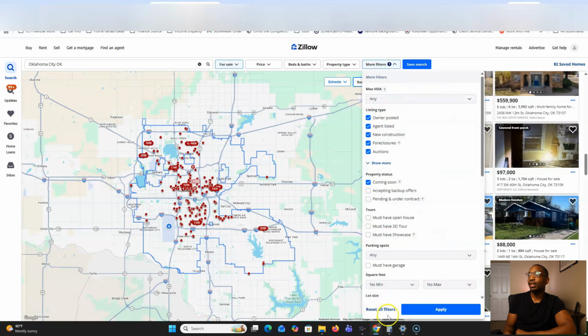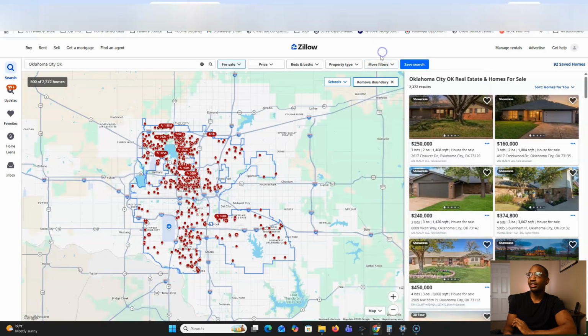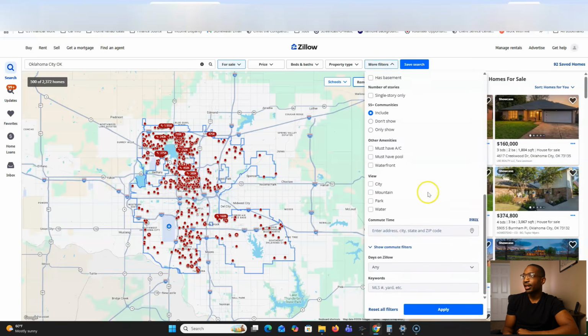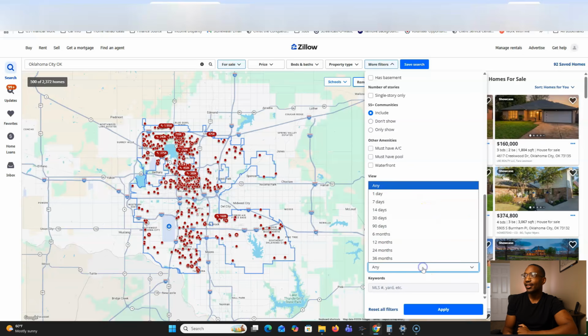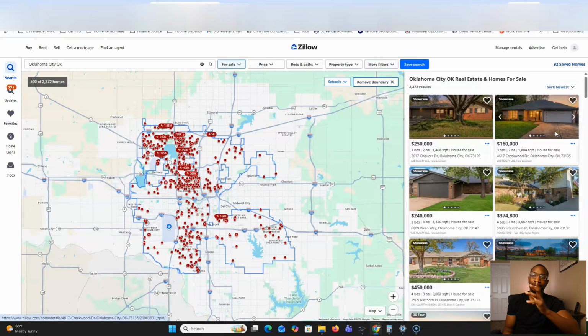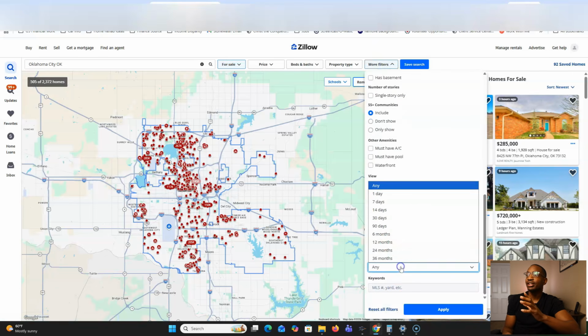So what I'm going to do, I'm going to reset filters. And now this is filter number 2. We're still here on more filters. And you could do this on Zillow, Realtor, Redfin, Homes.com, all of these other major websites. And so, days on market. I'm going to go from newest. This is the filter. Days on Zillow. This is 90 days or less, right? So if I go 36 months, that's 36 days or less. If I go 1 day, it's 1 day or less. It's not over 1 day.